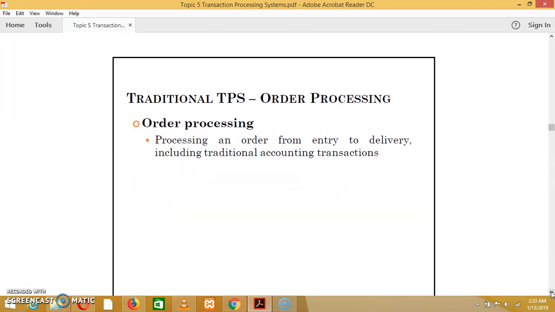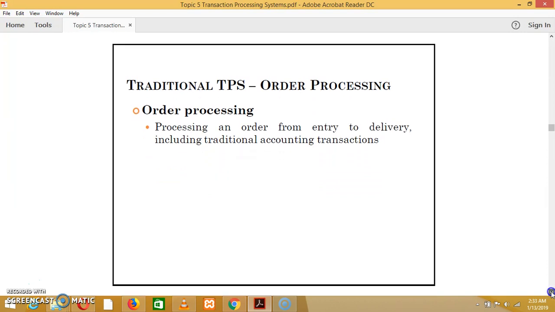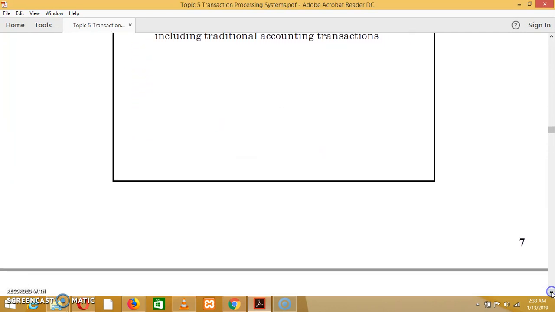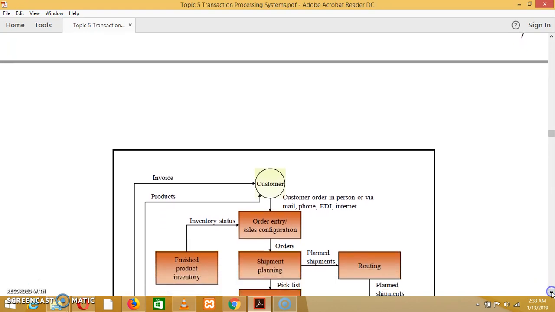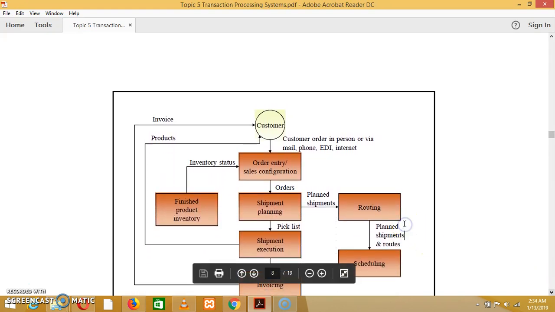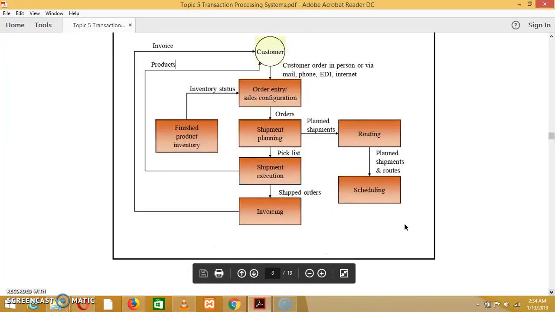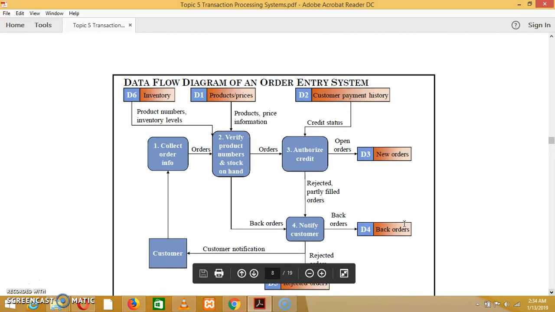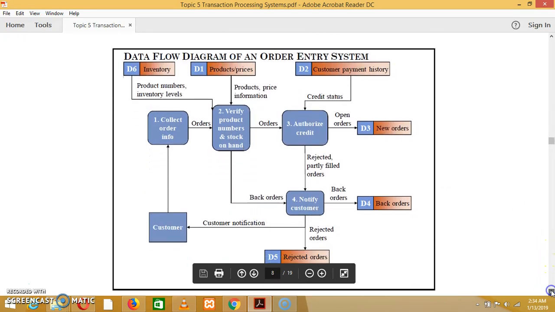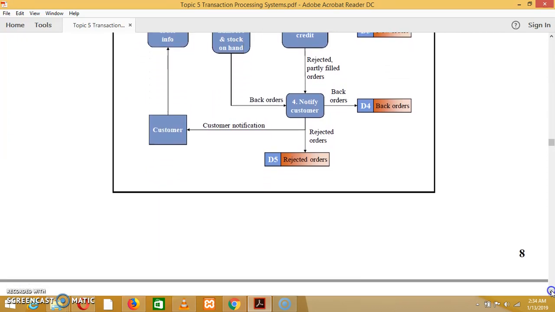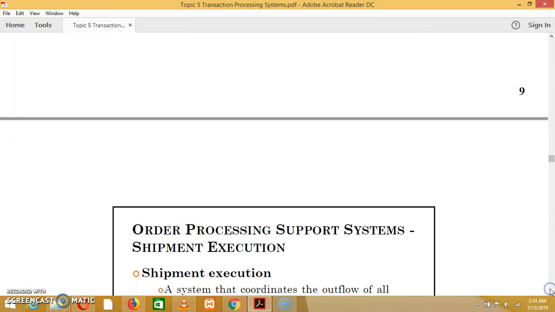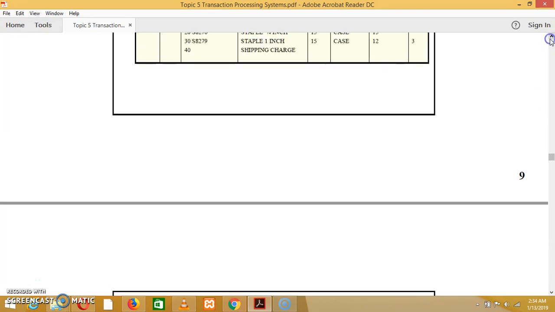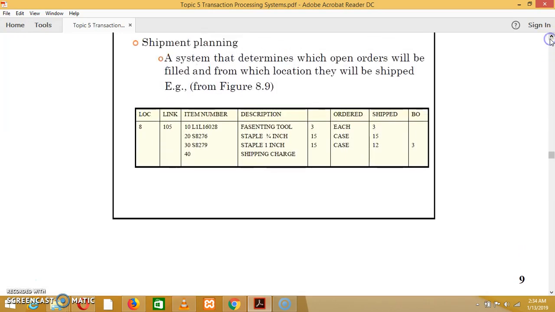We have order processing systems that process an order from entry to delivery. This is very important to understand. We also have order push, very important features. We have a lot of them. We have shipment planning, shipment execution. We have a lot of systems, TPAs, that you have to understand.